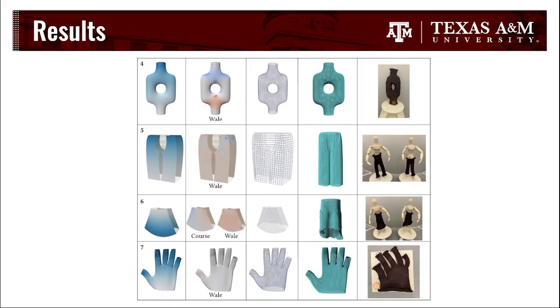Here are the rest of them. Note that all of these were actually knitted on an industrial Shima Seiki knitting machine. The fabricated results show even stitch sizes and smooth patterns. No machine failures, no manual fixing required.